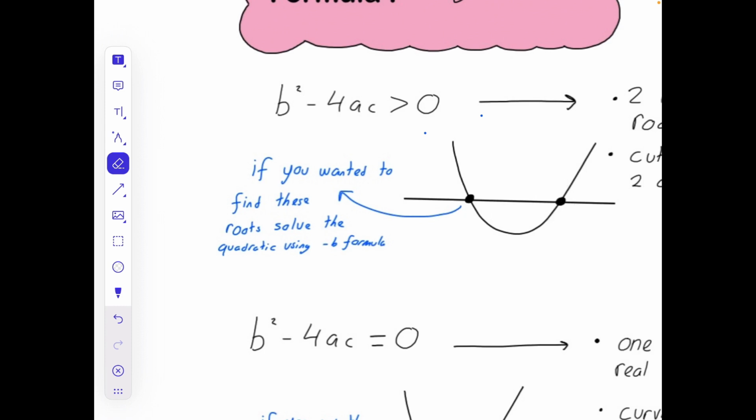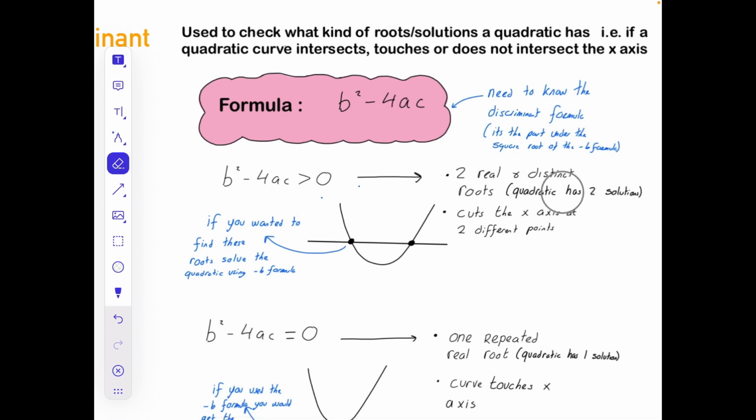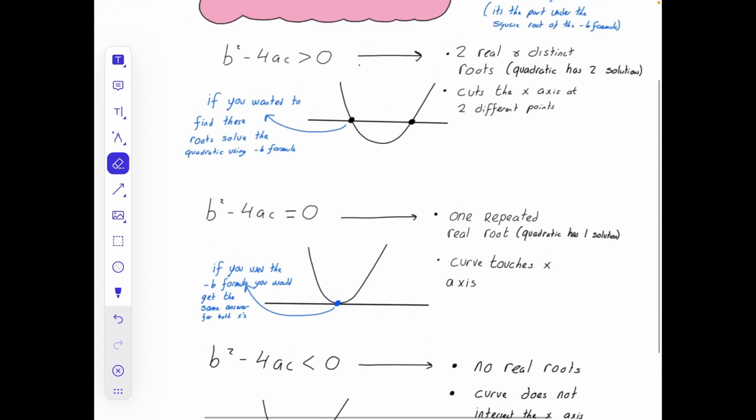If you wanted to find those 2 points where it crosses the x-axis, solve it using the minus b formula. You will get x equal to this, and x equal to this. So here you have 2 real and distinct roots. Your quadratic will have 2 solutions. When you put it into the minus b formula, you'll get out your 2 answers. It cuts the x-axis at 2 different points. So that's if it's greater than 0, that is what your graph looks like.